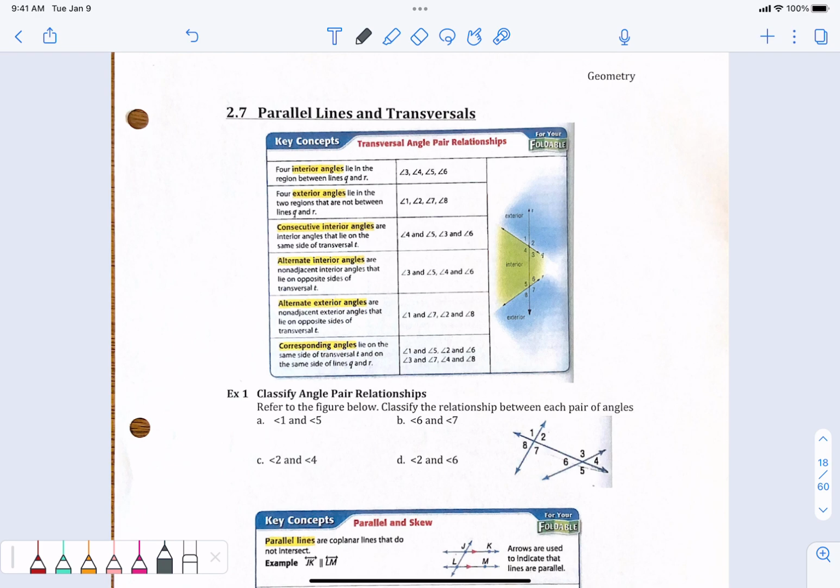The keyword is tuna fish. Tuna fish. All right, here we go.